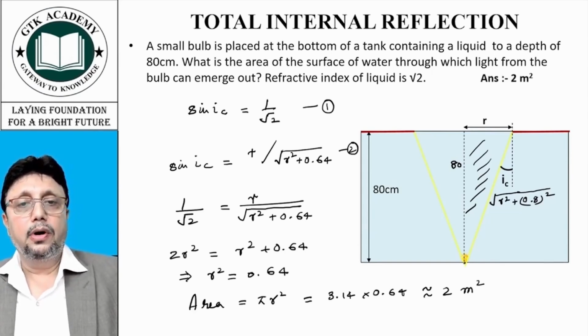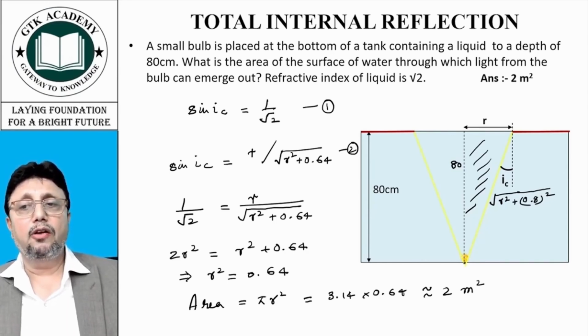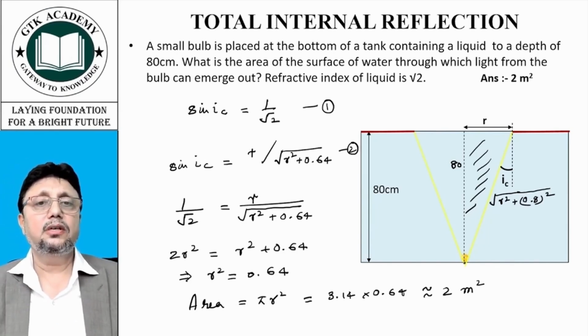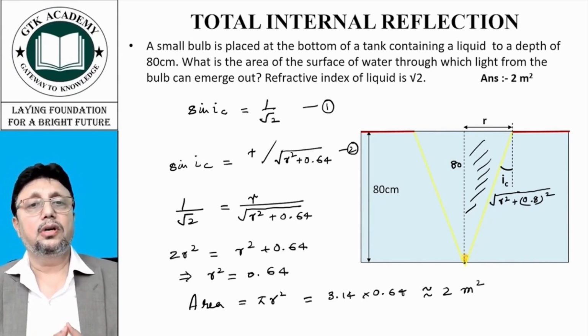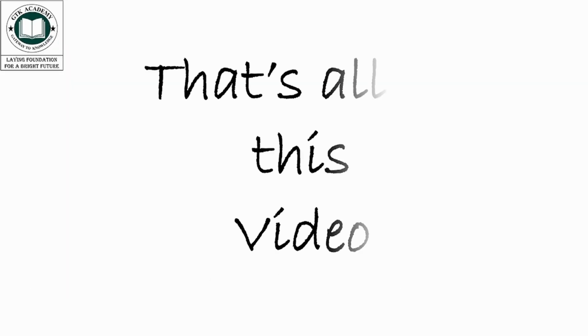So I hope this is clear to you, and most of the questions which are asked in total internal reflection are nearly similar to this. So if you have understood this question, you will be able to solve them very easily. Please try out some questions from your book.